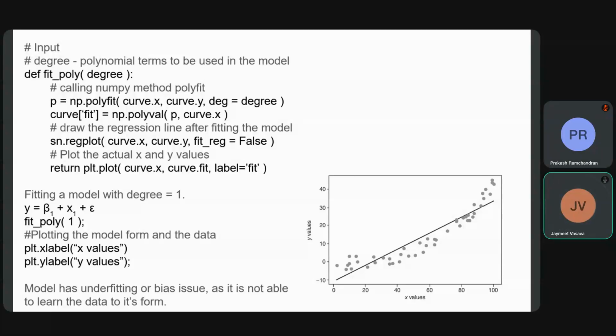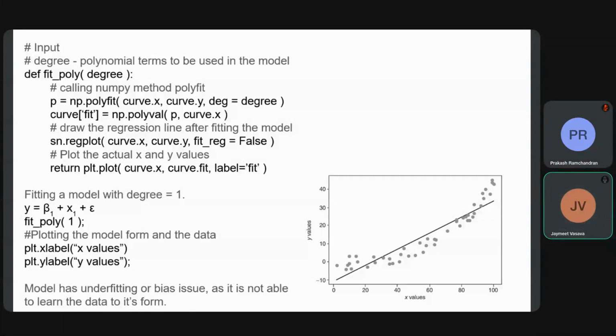Now the curve fit column, the variable p and curve.x are used. To draw the regression line, we use the regplot from the seaborn library, and return the values of the plot, plt.plot for the curve fit and the label fit. So basically what I meant with degree 1 is that all the powers in the equation will be 1.